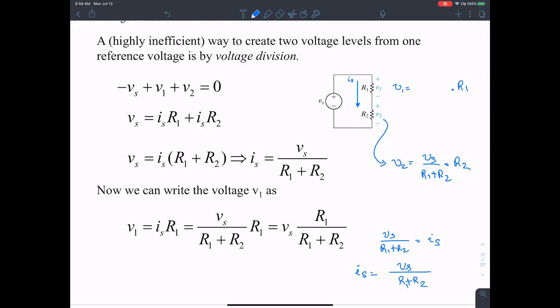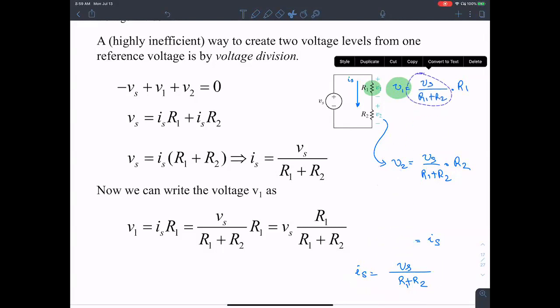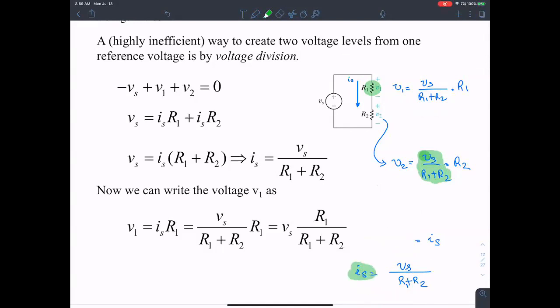So if you want to find the voltage that is dropped across R1, it's a simple application of Ohm's law. If you apply Ohm's law, it's Is times R1, and you know for a fact that Is is this quantity. Similarly, V2 is Is times R2, the current flowing through the resistance times R2. All right, questions, please.